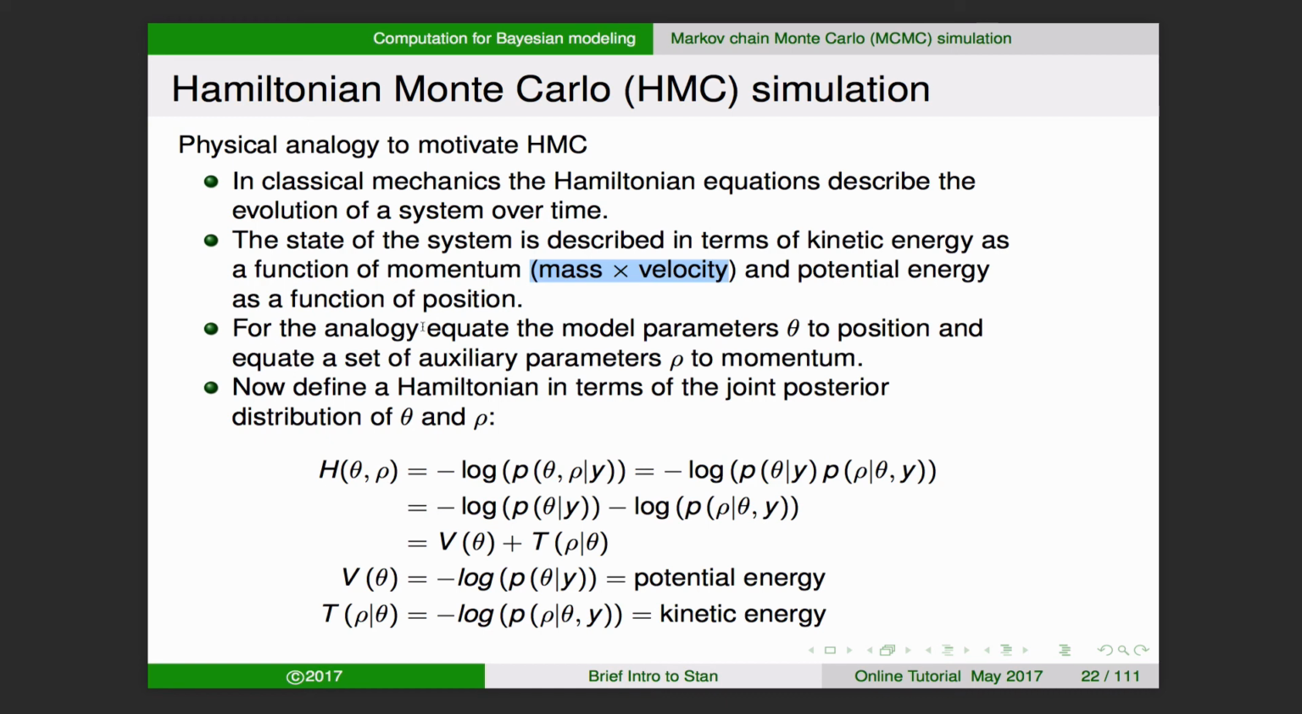For the analogy, what we're going to do is equate the model parameters, which I'm often going to symbolize as theta to represent the vector of all model parameters, with position in our analogous physical system, and we're going to equate a set of auxiliary parameters that we're going to call rho to momentum. Now we're going to define a Hamiltonian in terms of the joint posterior distribution of theta and rho. In particular, the Hamiltonian, which is a function of both theta and rho, is going to be minus the log of our joint posterior distribution right here.